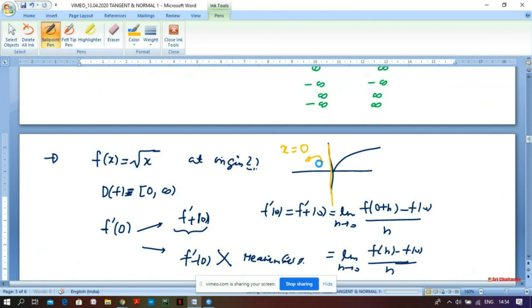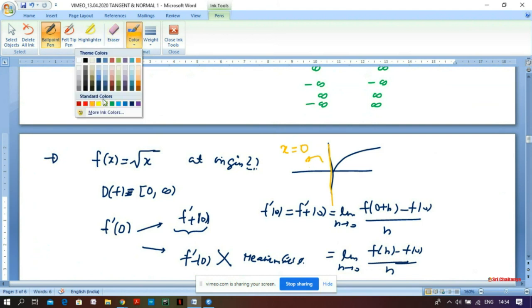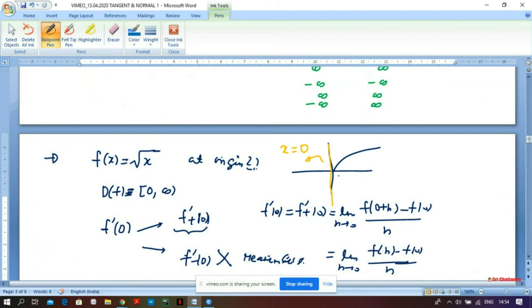The curve does not exist on this side. That does not mean it cannot have a tangent, because we are applying here the concept of one-sided differentiability, just like we did one-sided continuity.